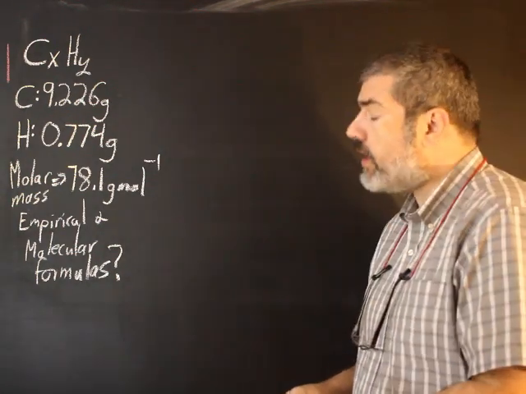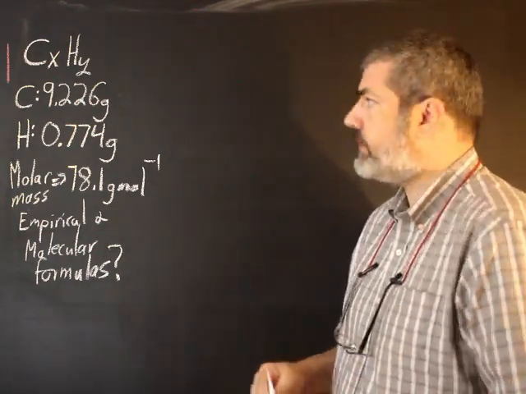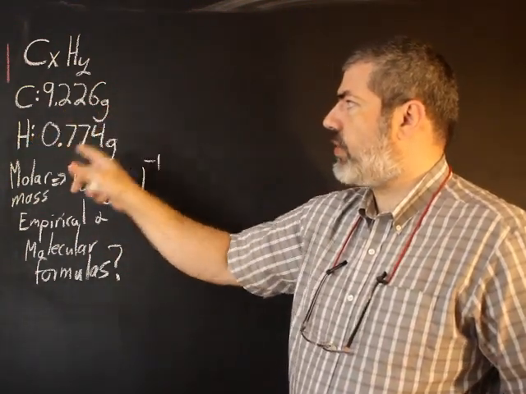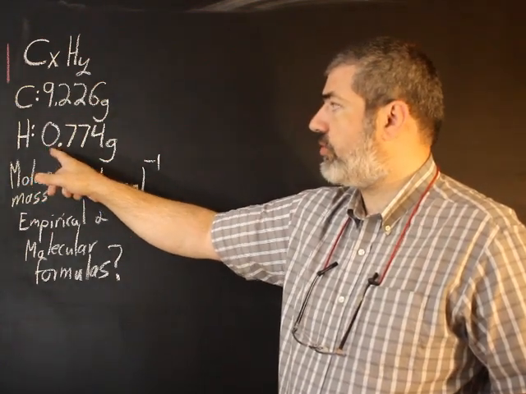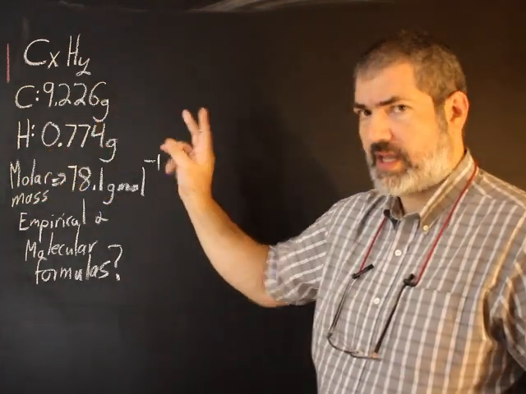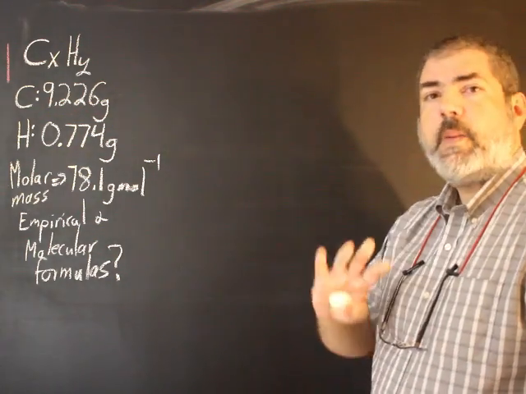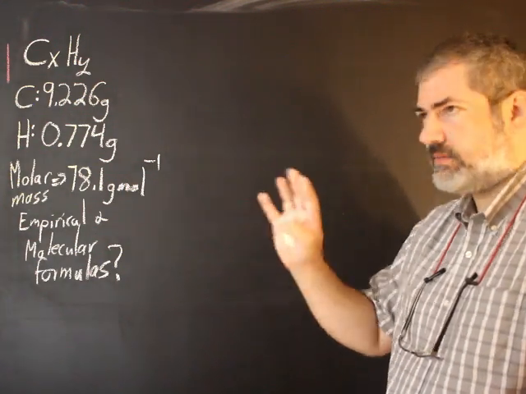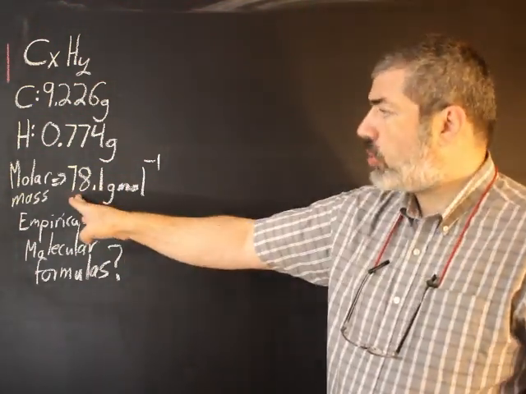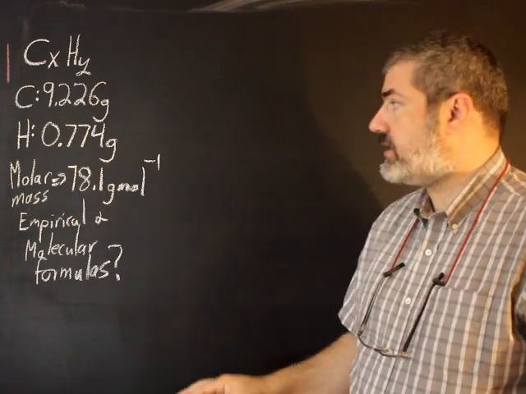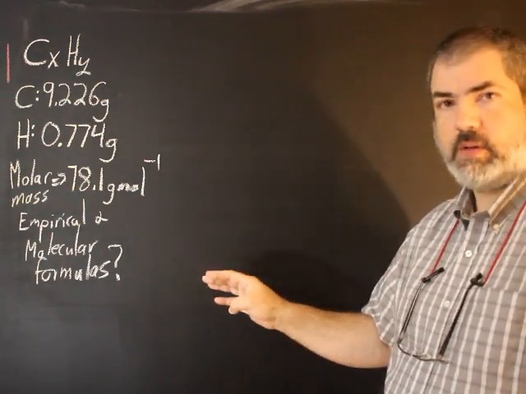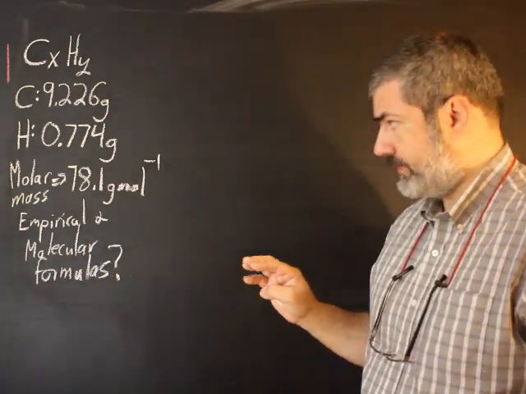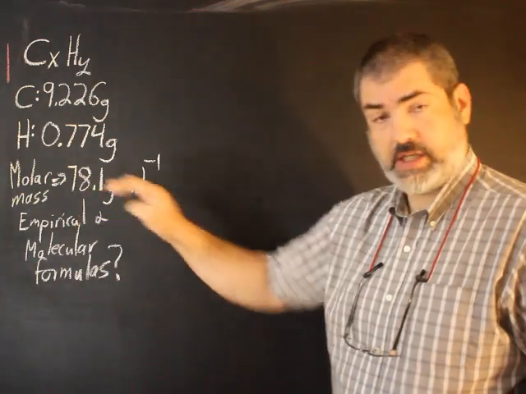So we have a hydrocarbon. It has carbon and hydrogen in it only. You're told that the mass of carbon is 9.226 grams. The mass of hydrogen is 0.774 grams. Again, determined by experiment. Through a different experiment, probably mass spectrometry, you're told that the molar mass is 78.1 grams per mole. So now we need the empirical formula and then the molecular formula. The molar mass is going to allow us to convert between them.